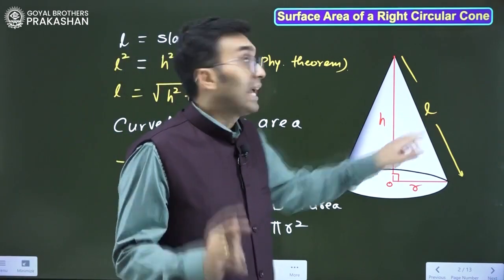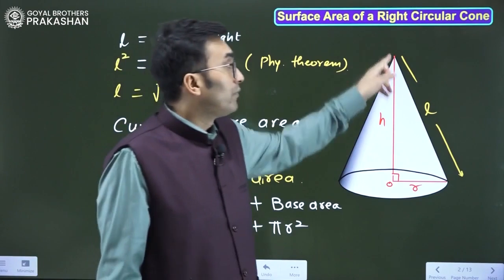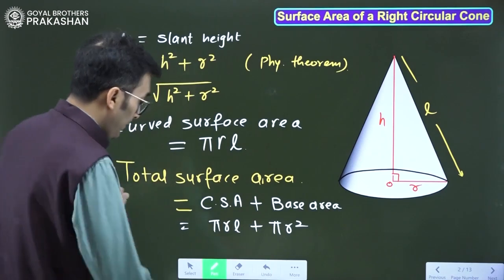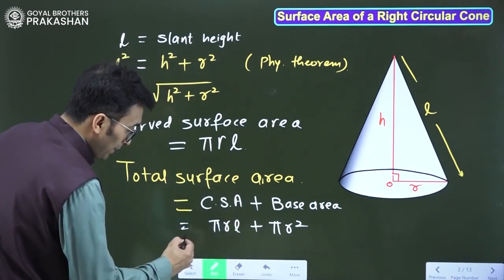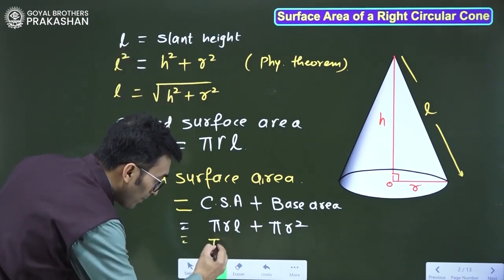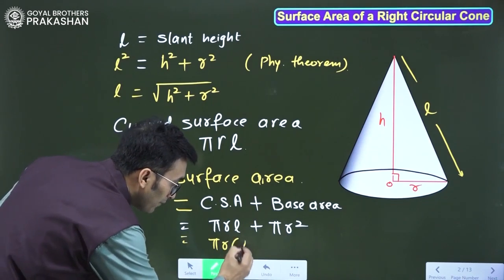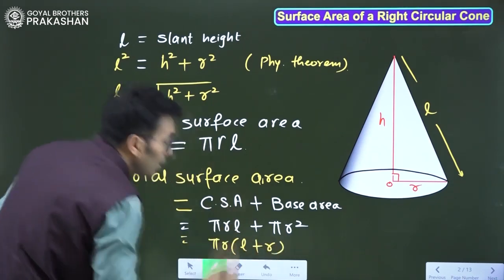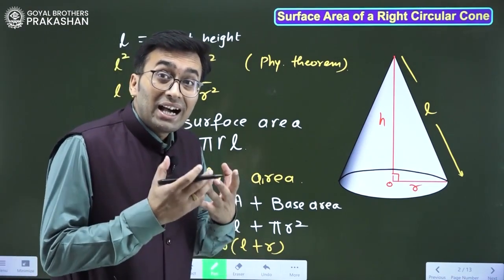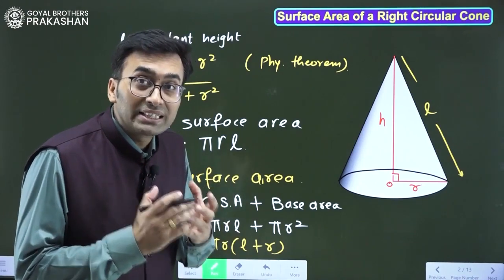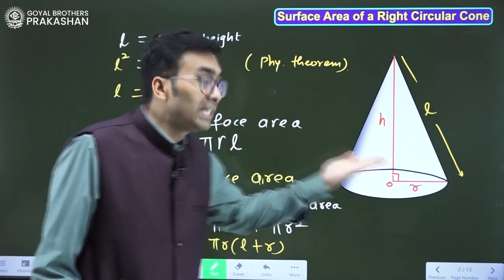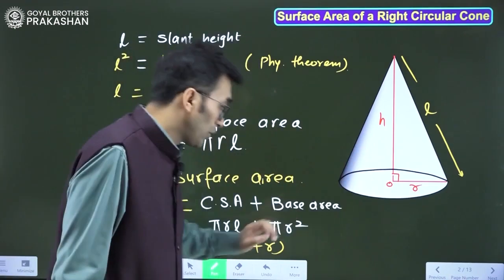Again, L is the slant height, H is the vertical height, and R is the radius of the cone. One thing we can do here to simplify this: can we take anything common? Yes, we can take pi and R as common. So we are left with L plus R. This is also a formula that we can memorize, but we try to understand how the formula comes, like the curved surface area pi r L and the base area pi r square. So we got this as the formula.